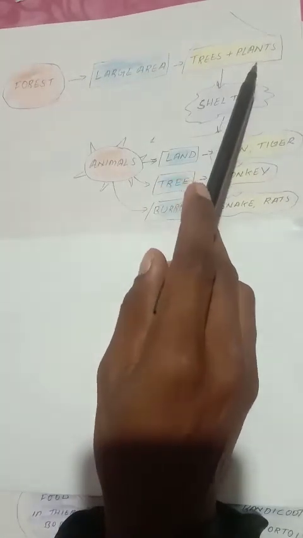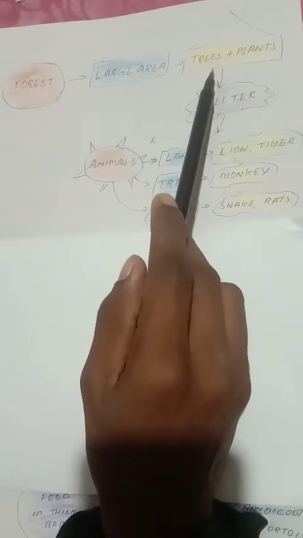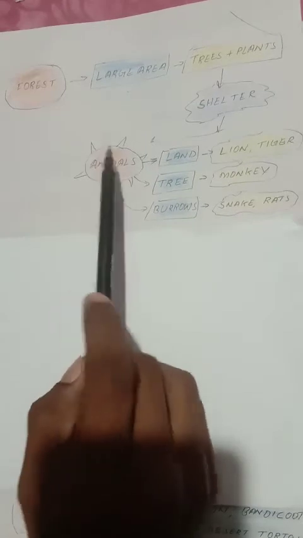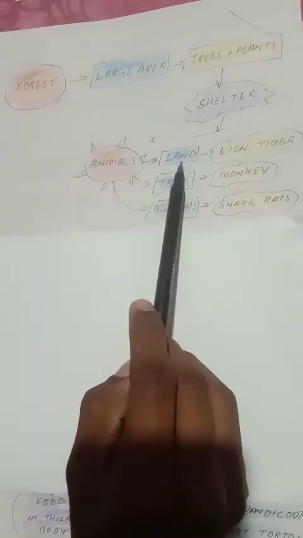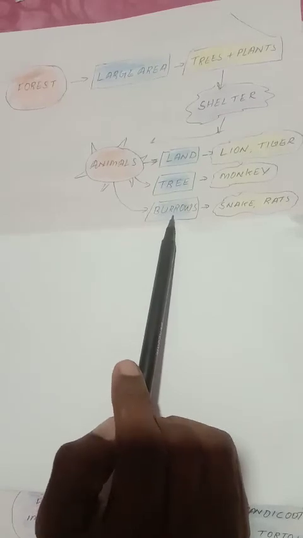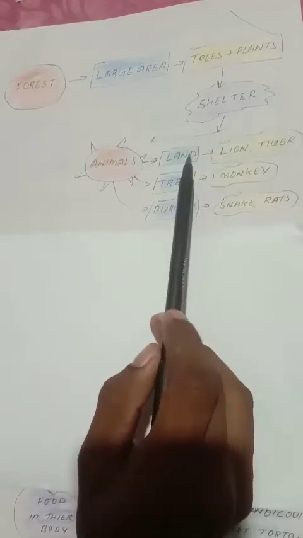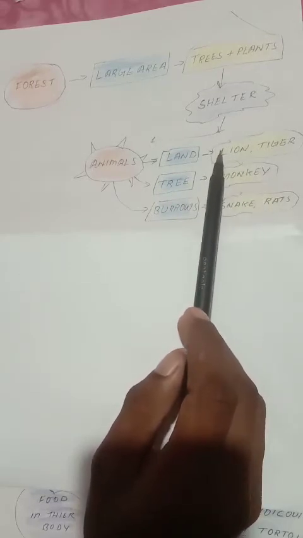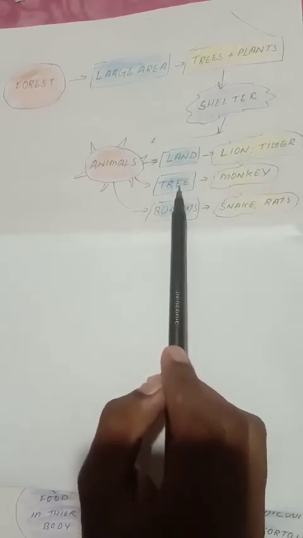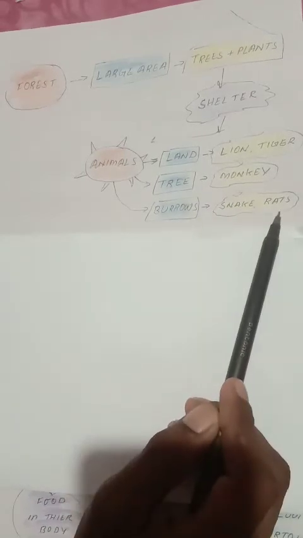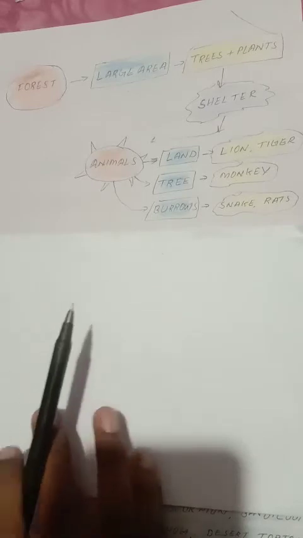The forest with its trees and plants provides shelter for animals. Animals live on land, on trees, and under burrows. A lion and tiger stay on the land, on the tree you can see a monkey, and in burrows you can see snakes and rats.